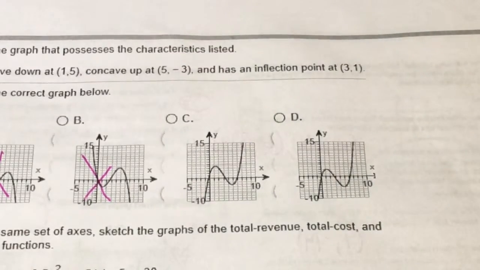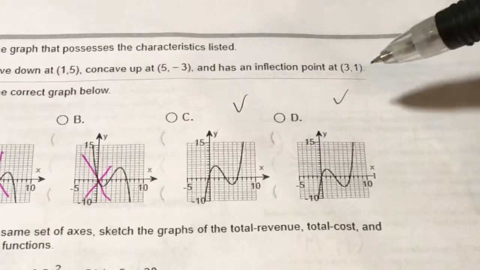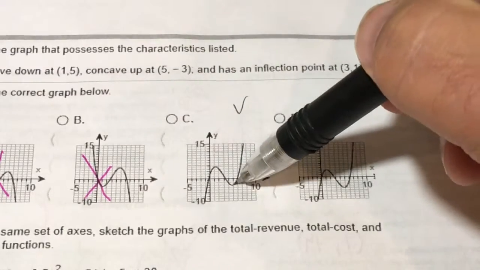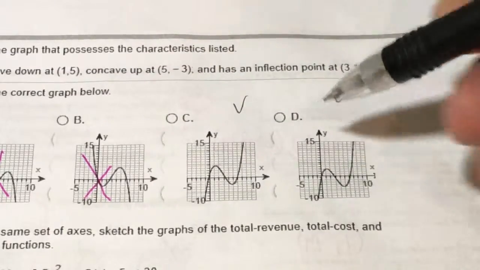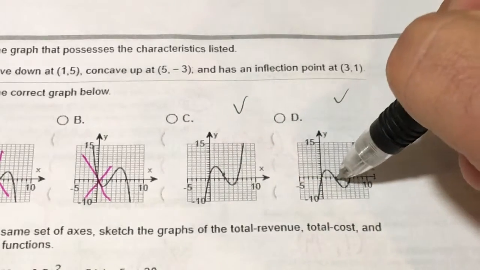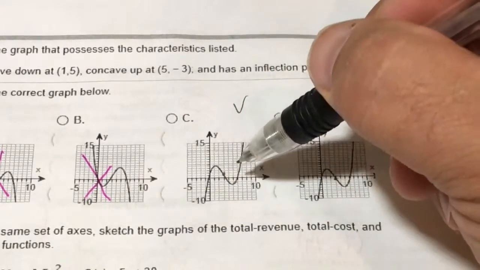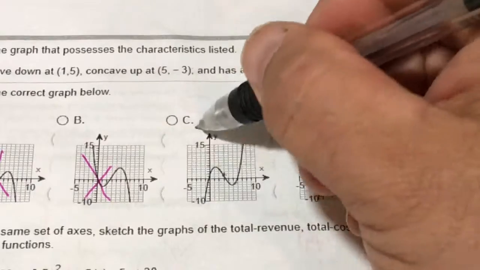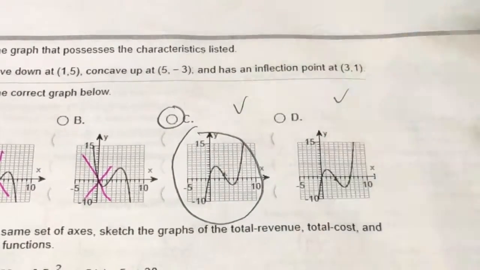So right now, I'm thinking it's either C or D, because they both fit the concavity. Concave up at 5, -3. So again, they both could be that. And the point of inflection, notice, is going to be about halfway. And this one is in the negative realm. And this one is in the positive realm. So at 3, 1, the point of inflection. So it's going to be choice C.